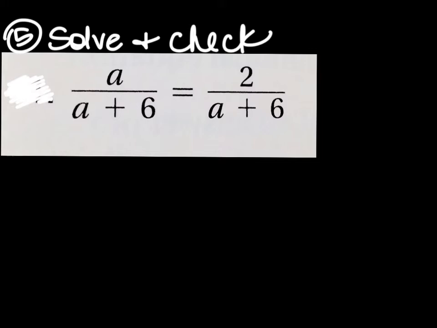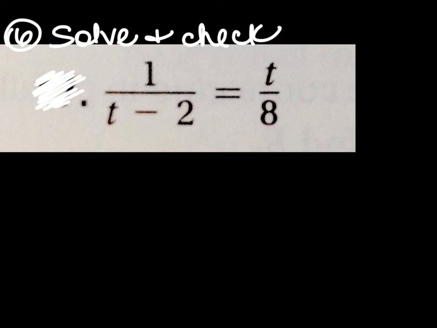All right, number 5 is also a proportion, and they both already have the same denominator. So whenever they have the same denominator, you can just get rid of them. So now you know that A equals 2. Now, if you really used your common sense, there's only one way that something over A plus 6 can be the same as 2 over A plus 6, and that is if A is 2. And you can check it if you want to. 2 over 8 equals 2 over 8. So there you go.